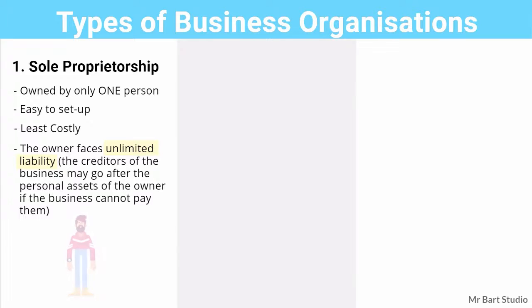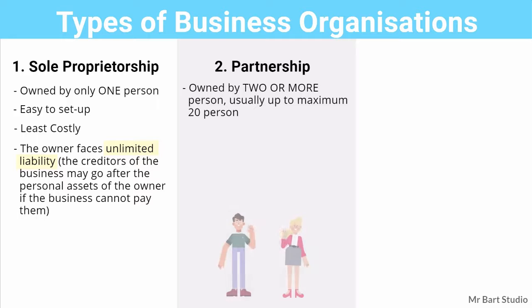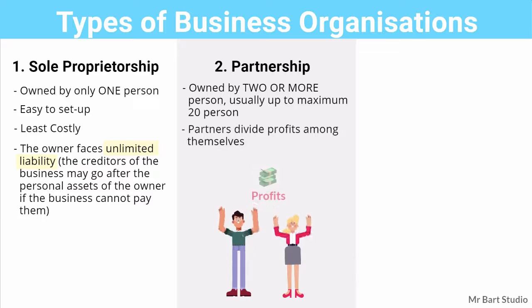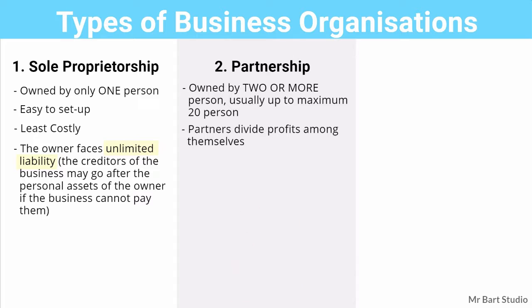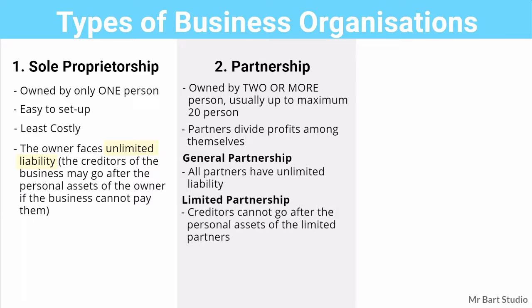The next type of company we are going to talk about is partnership. Partnership, as the name implies, is a company with more than one owner. Generally, there will be no more than 20 shareholders. When the company makes money, the profits will be distributed among the shareholders in a certain proportion. Partnership can generally be divided into general partnership, which faces unlimited liability, and limited partnership, which faces limited liability. We will learn more about this later on in this video.